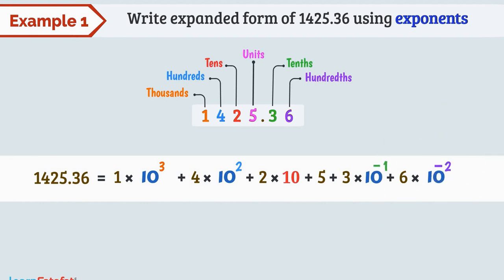Hence, the exponential form of the given number is 1 into 10 raised to the power 3 plus 4 into 10 raised to the power 2 plus 2 into 10 plus 5 plus 3 into 10 raised to the power minus 1 plus 6 into 10 raised to the power minus 2.